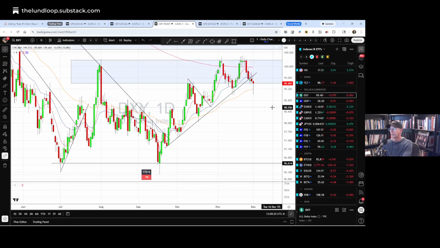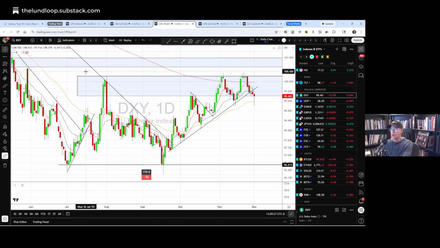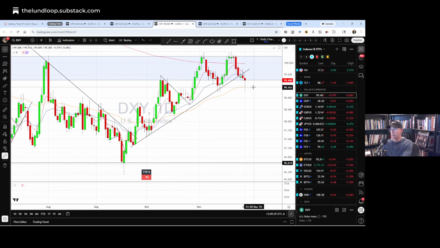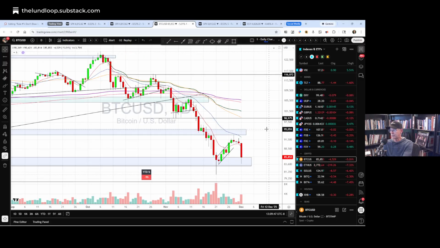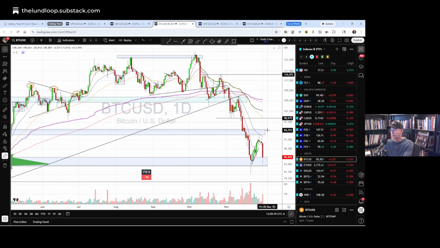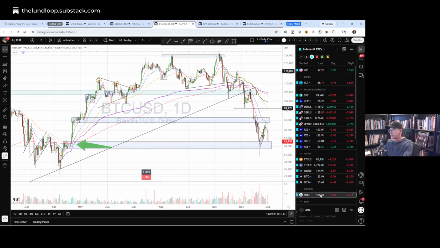Dixie. All right, so Dixie has tried to get above this level 1, 2, 3, 4, 5, 6 times, pulled back in a very orderly way, did the same thing here, and is holding roughly in this area. So to me, it looks like, okay, it's held, and now we're going to start moving back up. Let's see, Bitcoin. We talked about this already. Really bad action in crypto.